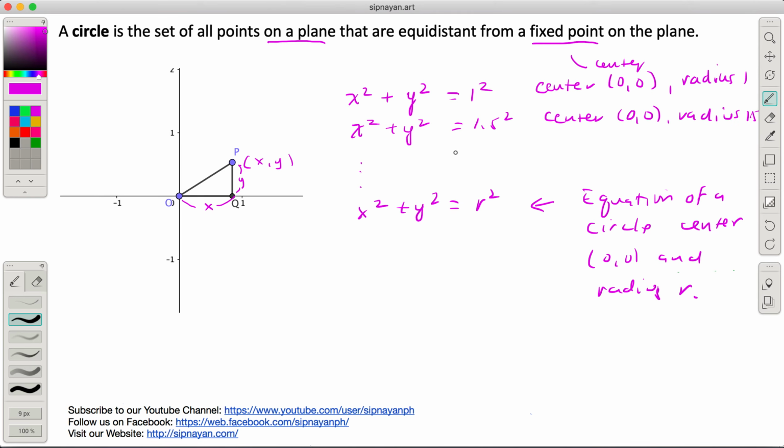Okay, so that is where x squared plus y squared equals r squared comes from. Now the question, which we'll answer in the next videos, is: what if the center is not at the origin, not at 0, 0? Is the equation still the same? We will find out in the next videos. But I think the next video will be a very short video of exercises about this equation.